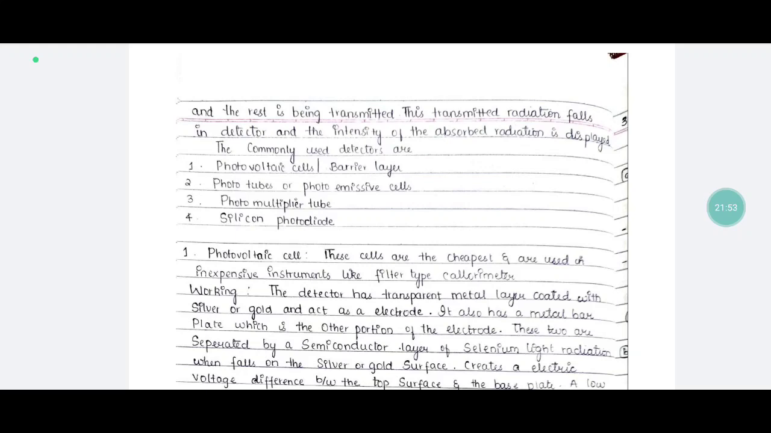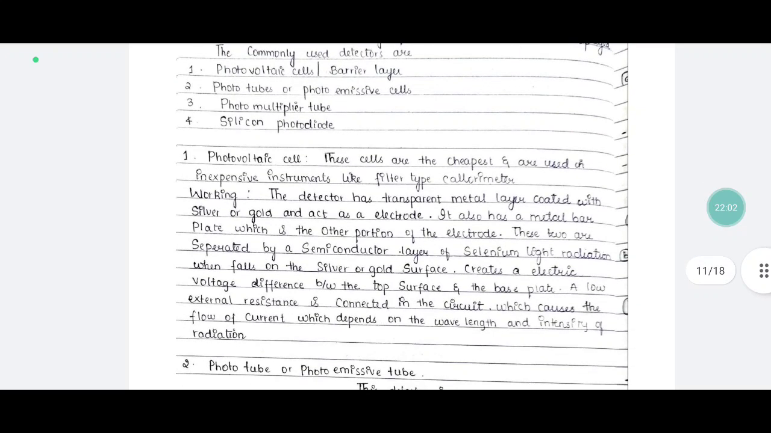If I explain all these things, the video will get longer, so please just write it down. I am not going to explain anything, I am just going to give the headings for the detectors or the instrumentation, so you can easily copy down.